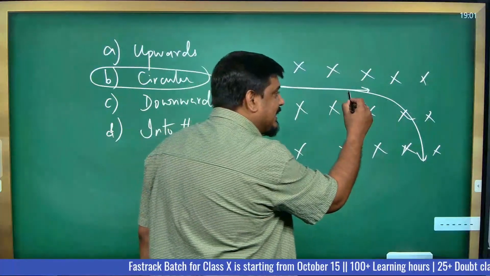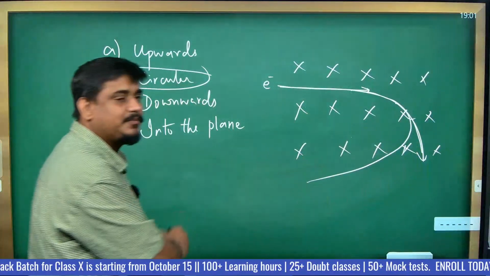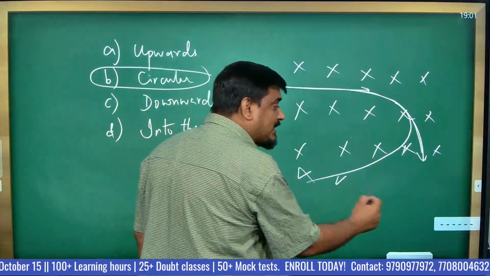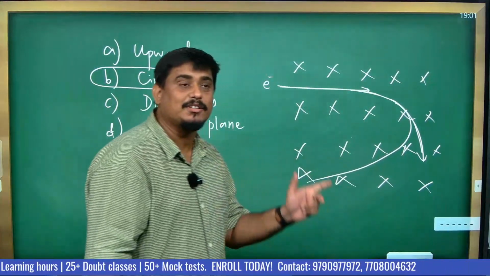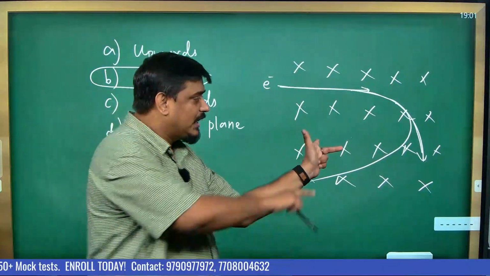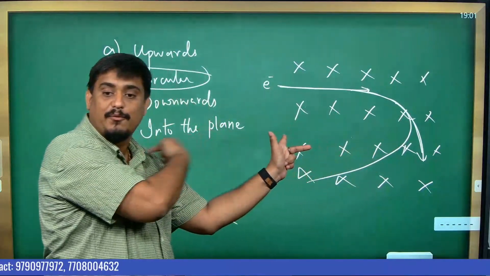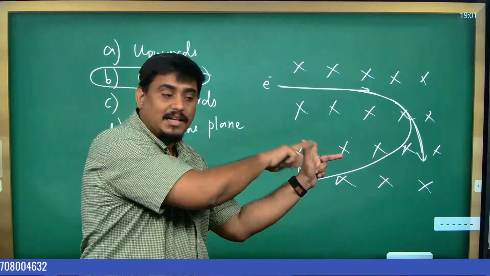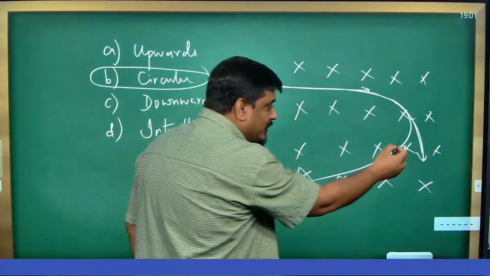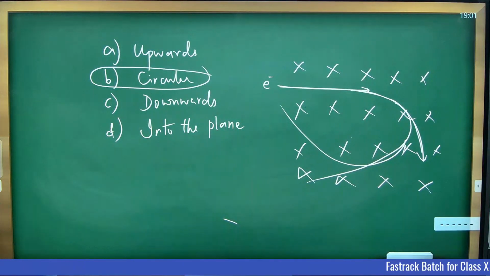It means this electron which was trying to go down will not be able to go down. It will take a turn and go like this. Will it be able to go towards left? No. Because now the direction of current again changes. The electron is going towards left, so current will go towards right. Now the force will be upwards. So it will go like this.